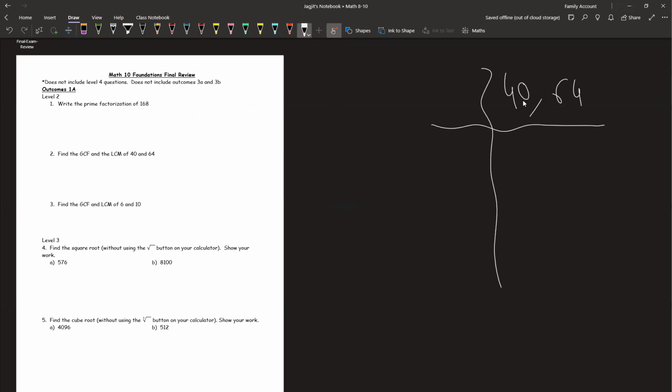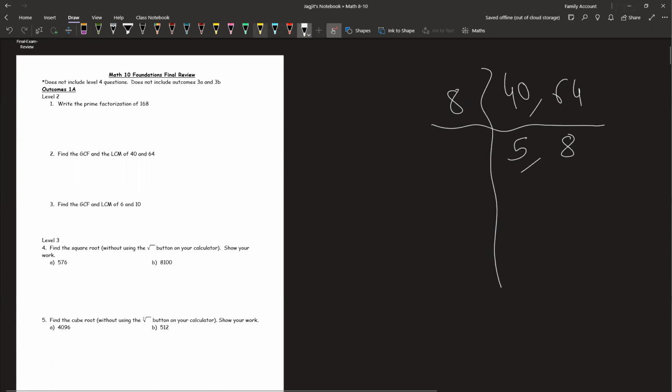Bottom line is you want to start dividing these numbers by a number which divides both of them. 40 and 64, they can both be divided by what number? They can be divided by 2, right? Or you can just say that I can divide it by 8, right? So you'll have 5 here, and 8 8s are 64.